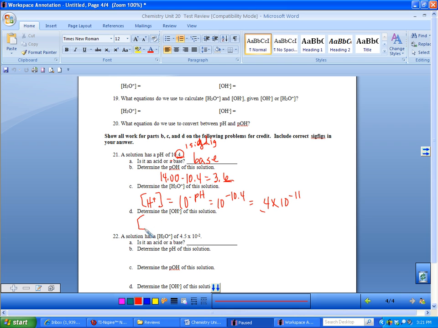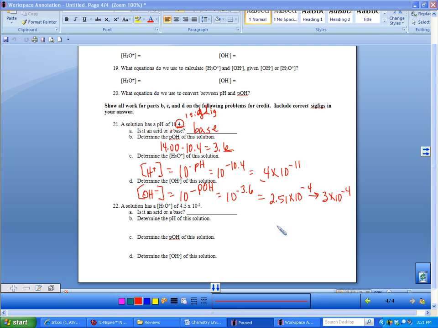Determine the OH minus concentration. A couple of ways I can do that. I think the easiest way is to say that the OH minus is 10 to the negative pOH. So 10 to the negative pOH, pOH we said was 3.6. So 10 to the negative 3.6 gives us, and when I did that, I got 2.51 times 10 to the minus 4. But I only want one significant digit, so I rounded it to 3 times 10 to the minus 4.